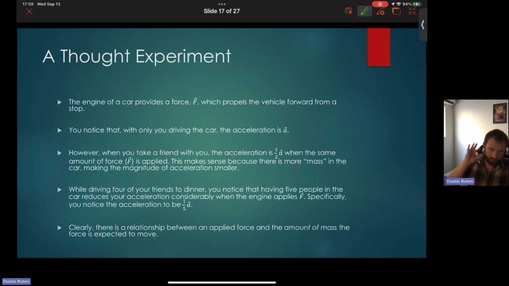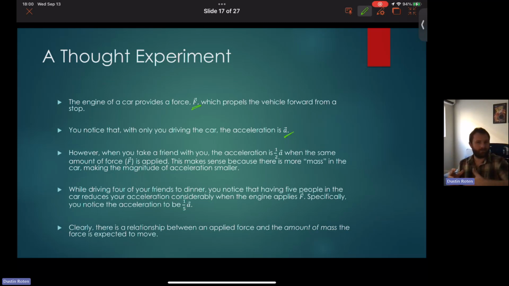You notice that every time you apply this force F, you get some acceleration, like from a stop sign or a red light, okay? So we're applying force F and we're getting acceleration A. However, when you take a friend with you, the acceleration is now half A. When you apply that same amount of force, when you try to take off from a stop like normal, you notice that you get less acceleration.